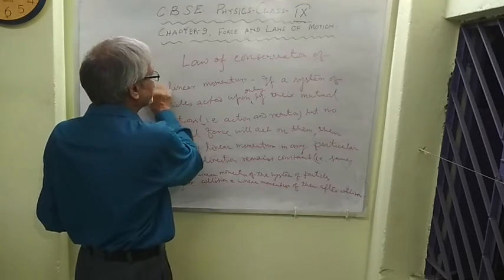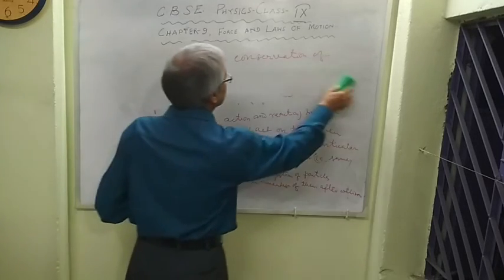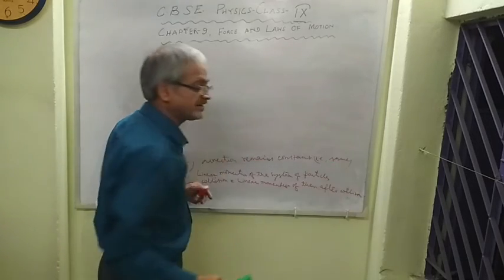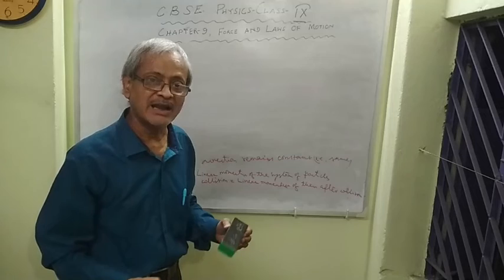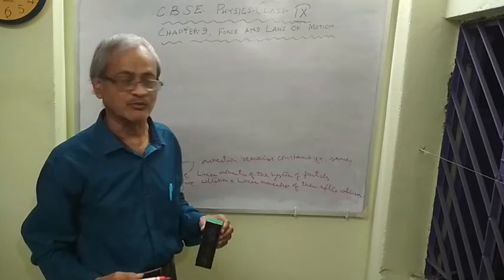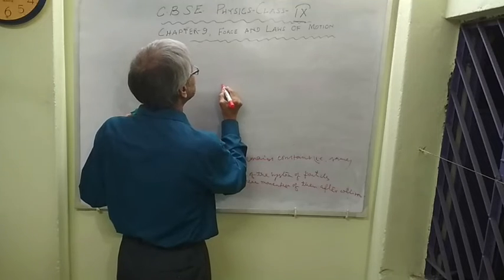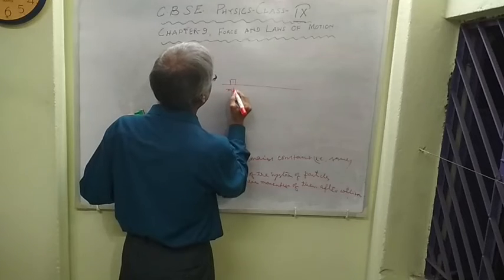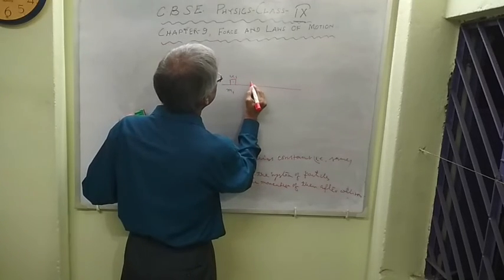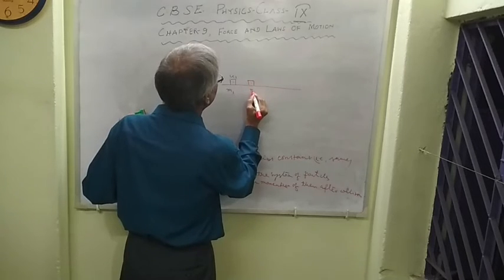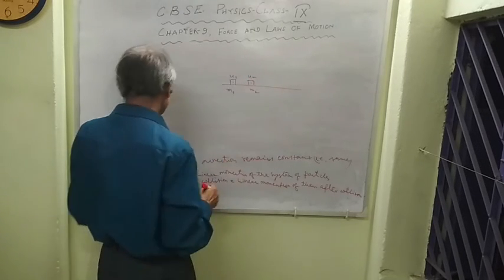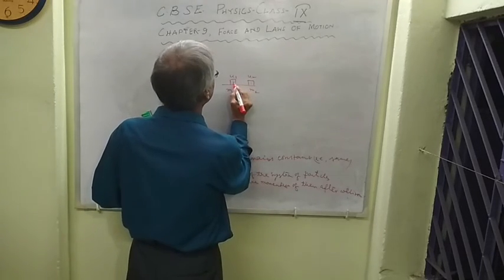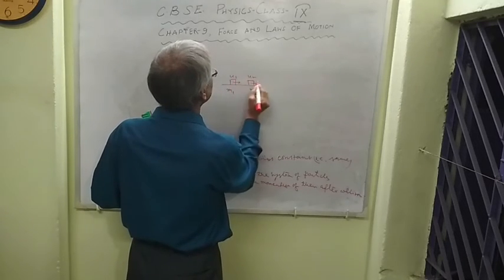Let us consider that the system of particles contains only two particles, particle 1 having mass m1 and particle 2 having mass m2. They move in the same direction. This is m1 having initial velocity u1, and this is m2 having initial velocity u2. This is before collision.